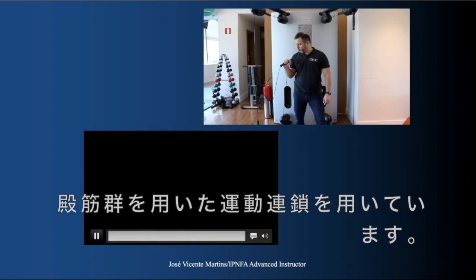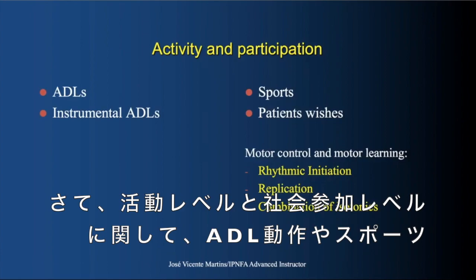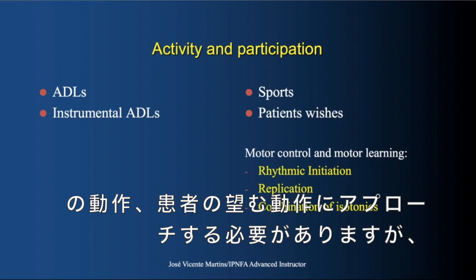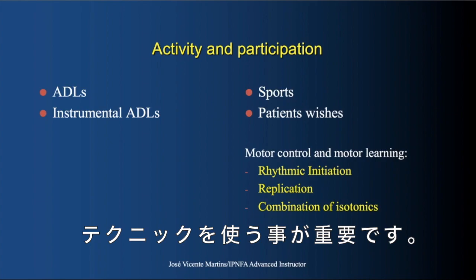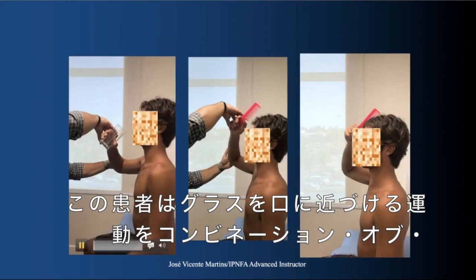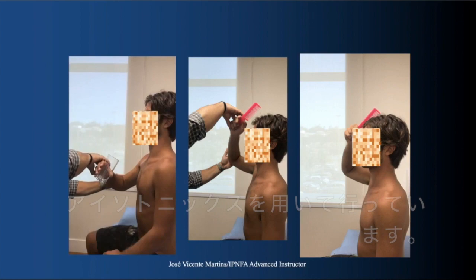So, concerning activity and participation, you have to think about activities of daily living, sports, and patients' wishes. And we know that some techniques are important for motor control and also motor learning, such as rhythmic initiation, replication, and combination of isotonics. So here we can see a patient bringing the glass to the mouth. I'm using here combination of isotonics.